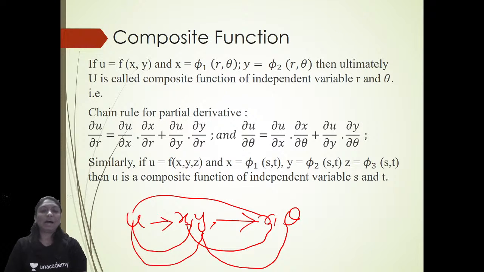So dabba u by dabba r is equal to क्या आएगा, dabba u by dabba x into dabba x by dabba r plus dabba u by dabba y into dabba y by dabba r. Okay, and dabba u by dabba theta क्या होगा, exactly similar way, dabba u by dabba x into dabba x by dabba theta plus dabba u by dabba y into dabba y by dabba theta, right? So exactly similar way हम लोग यहाँ पे करेंगे, जैसे कि u is a function of x and y है and x and y is a function of r and theta है.